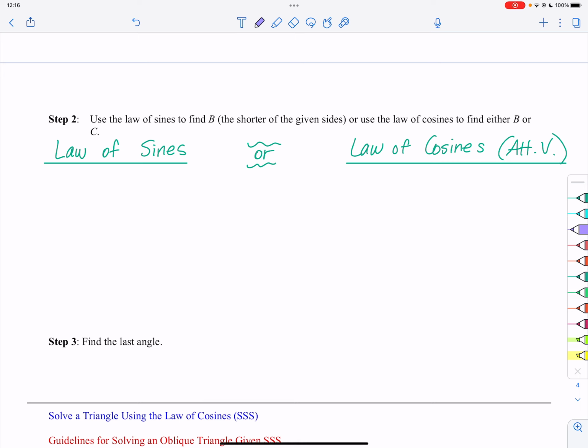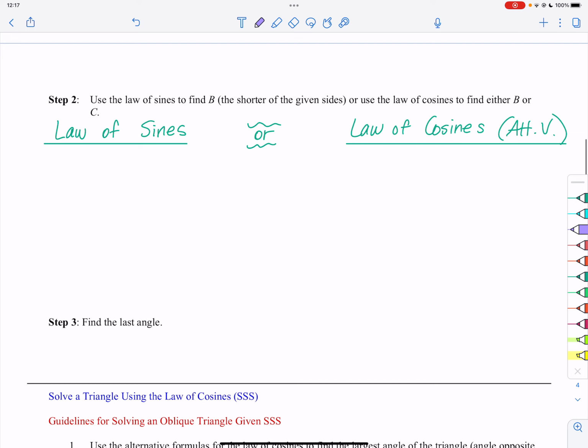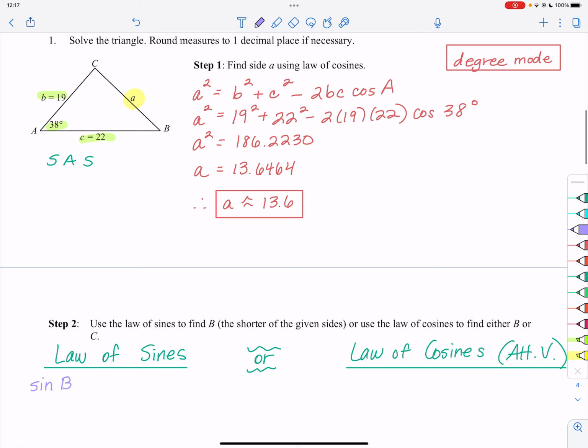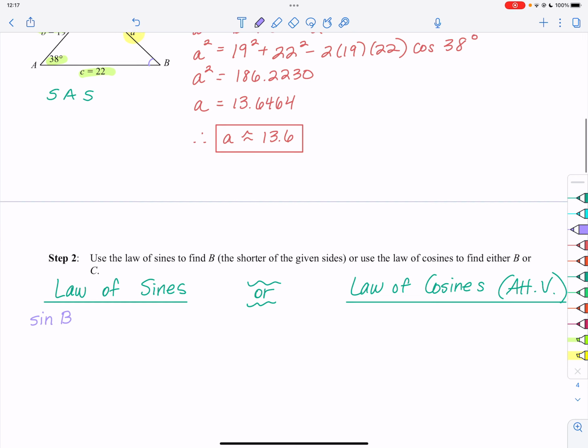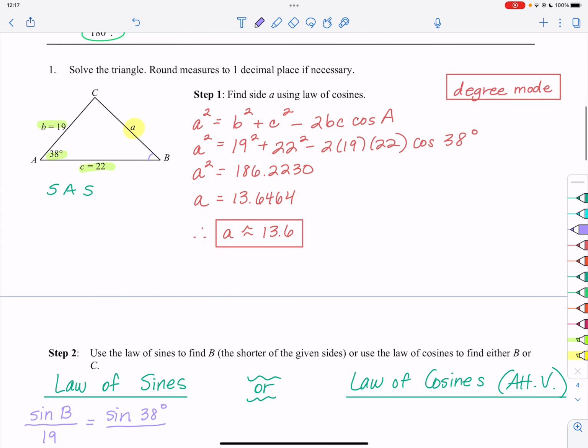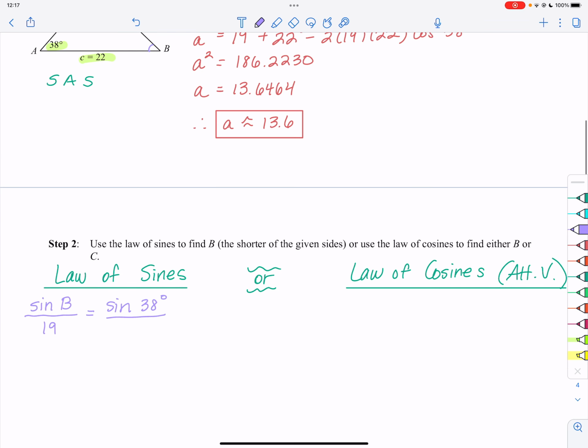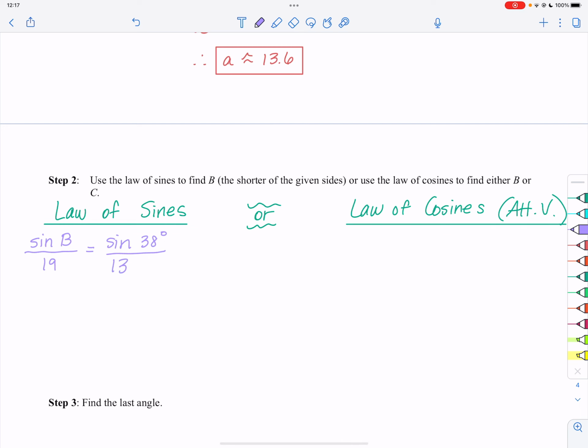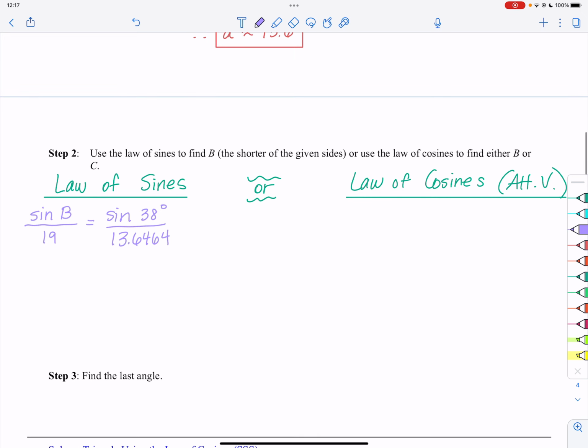Okay. So now what we know is that sine of angle B, right here, sine of angle B, divided by side B is equal to the sine of 38, which was given. So here's 38, which you could see now we will divide by A, which is 13.6464. I'm going to use a few extra decimals. Then we'll multiply both sides by 19.